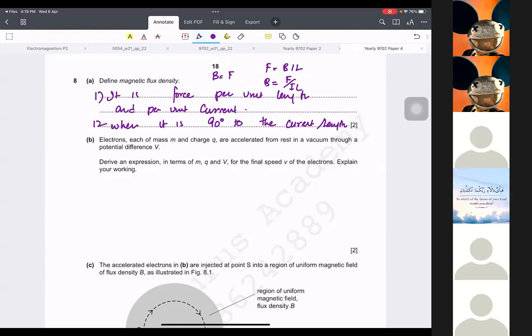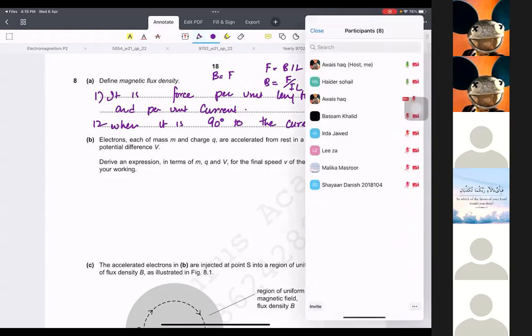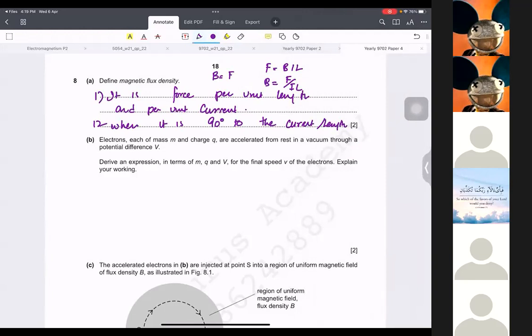Sir, that one formula, what is it called? BAN. So whose was that? Magnetic flux? That was flux linkage, beta. Achha, that was flux linkage. This is flux density.